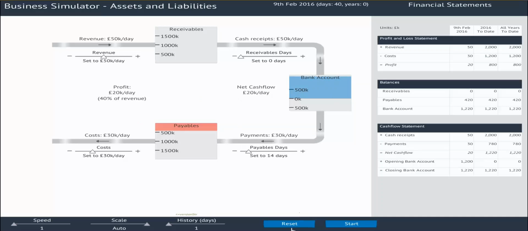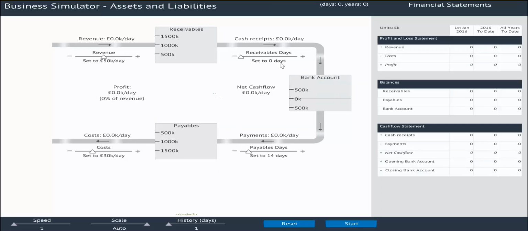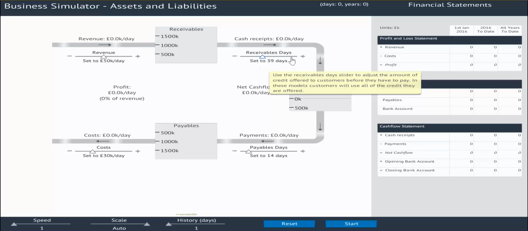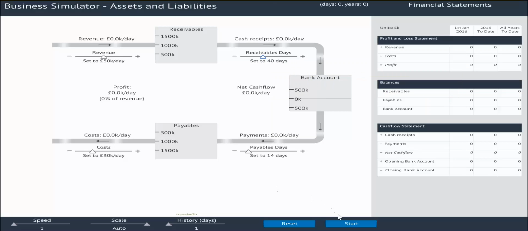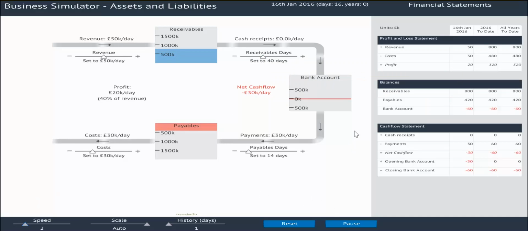Again, we can pause and reset, and we can look at the effect, for example, of having receivables days much longer than payables days. We speed it up slightly. What we'll see is that the bank account is going to be overdrawn. And even though the business is profitable, its cash flow is negative.